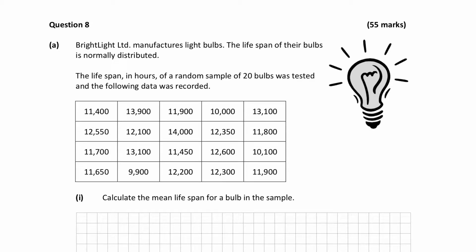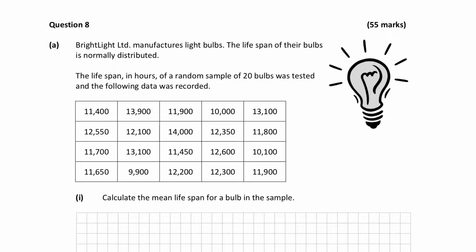Okay, so what we're going to look at now is a pre-paper question. This was the Leaving Cert Ordinary Level pre-paper question from Examcraft in 2019, and it was question 8. Okay, so it says, Bright Light Limited manufactures light bulbs. The lifespan of the bulbs is normally distributed.